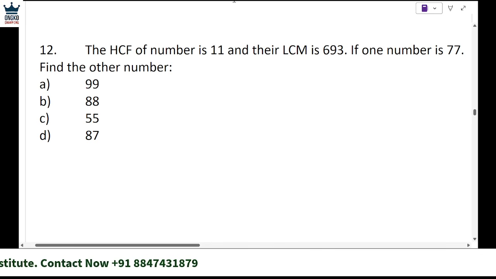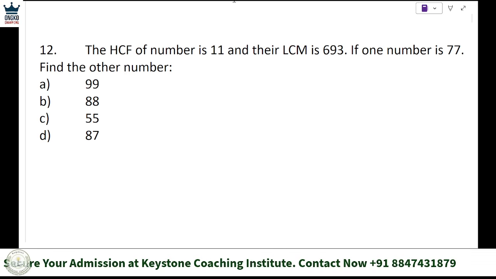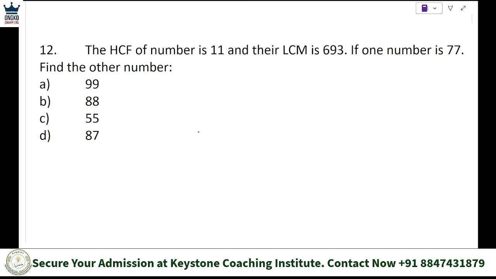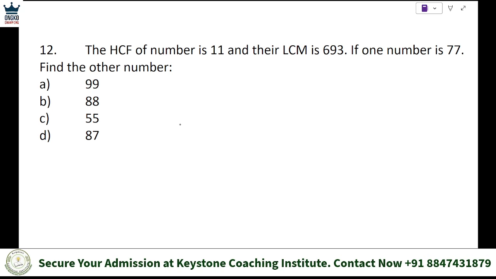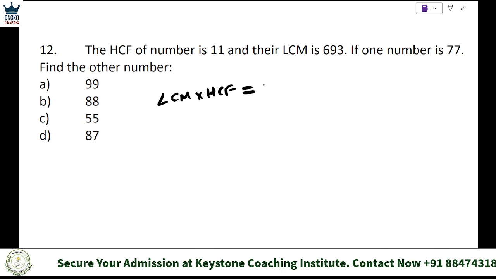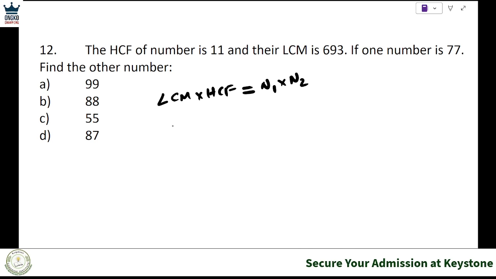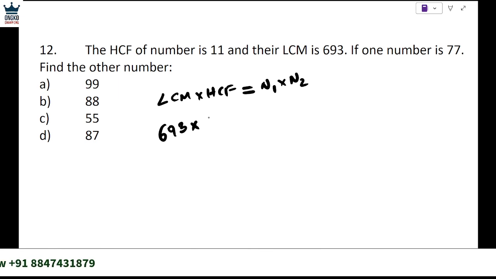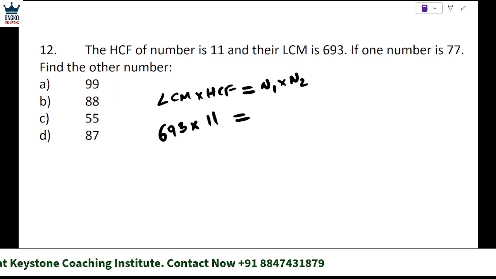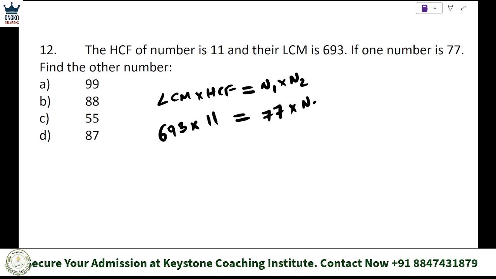This question number 12 is from LCM and HCF. The HCF of two numbers is 11 and their LCM is 693. So keep this in mind: LCM into HCF is equal to number 1 into number 2. So HCF is 11, LCM is 693. If one number is 77, we need to find the other number.